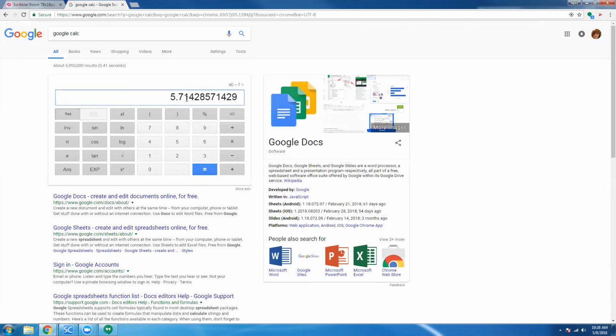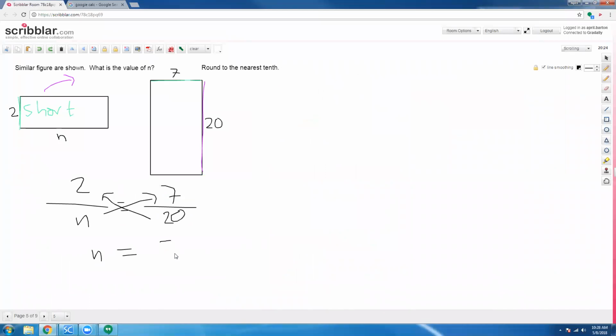When we round it, the nearest tenth is the first number after the decimal. We're going to decide, does this stay a 7 or does it round up to an 8? And since the number next to it is a 1, we keep it a 7. So the most exact answer is the 5.7, even though 5 is technically correct. Since it said round to the nearest tenth, we do need to include that decimal.